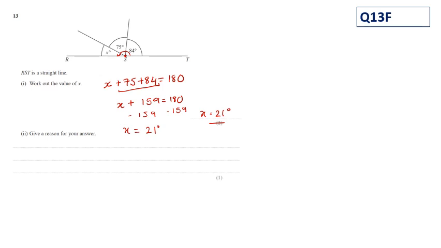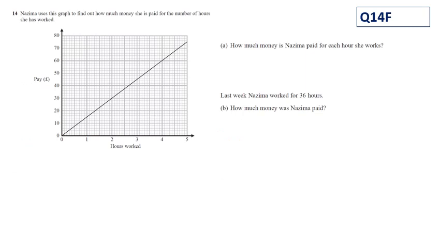Part 2, give a reason for your answer. Well, I did say earlier, and that was the angle sum of a half turn is 180 degrees. That's it.